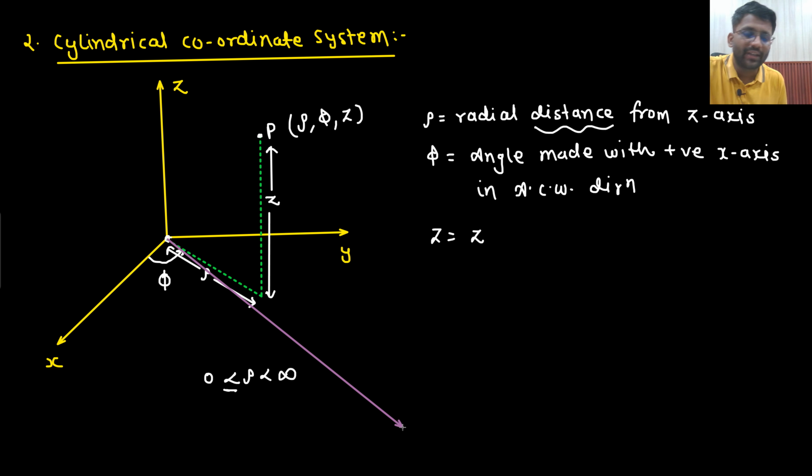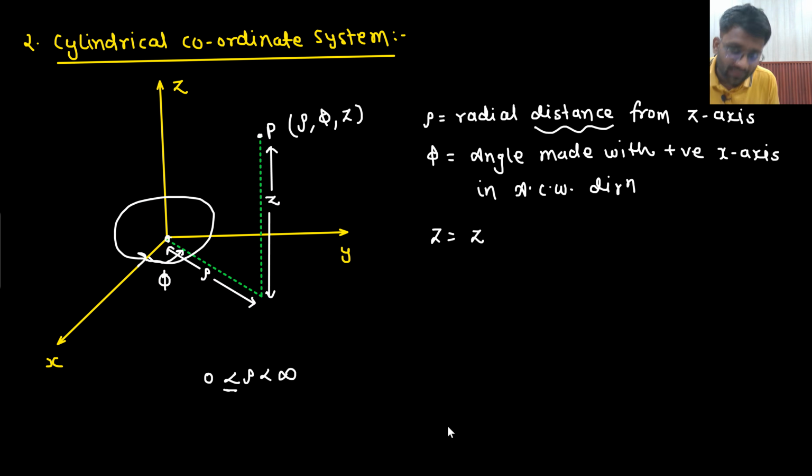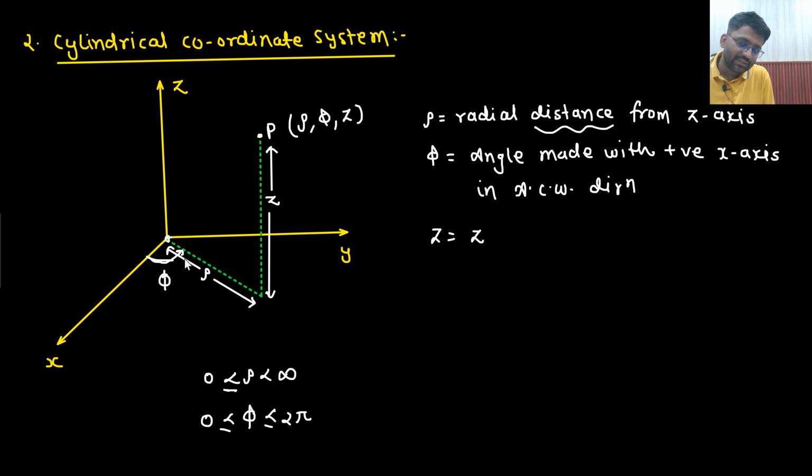Right? What should be the range of phi? That means rho should not be in only one direction. Rho should be in this direction as well, and in every other direction as well. What does that mean? That means phi should be completely circular. That means phi should go from 0 to 360 degrees. Is that clear to you?